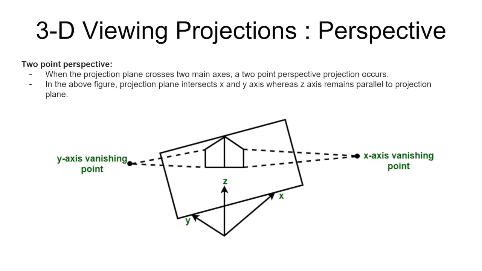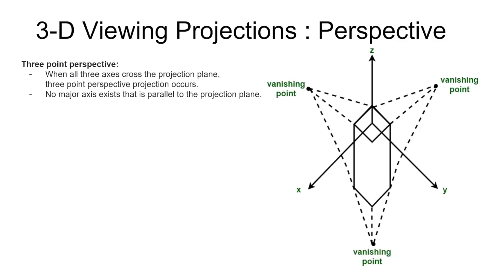Then there is the second kind of perspective, which is two-point perspective. This appears when the projection plane crosses two main axes. That's when the two-point projection occurs. In the above figure, we can see that the projection plane is intersecting the x and y axes, whereas the z axis remains parallel to the projection plane. So here there are two vanishing points, as shown in the image.